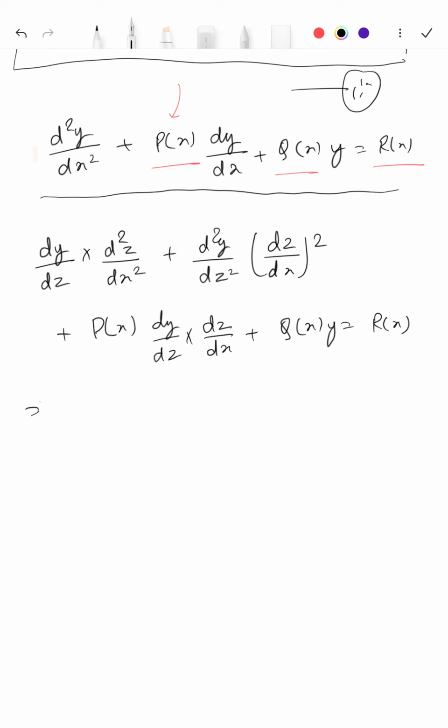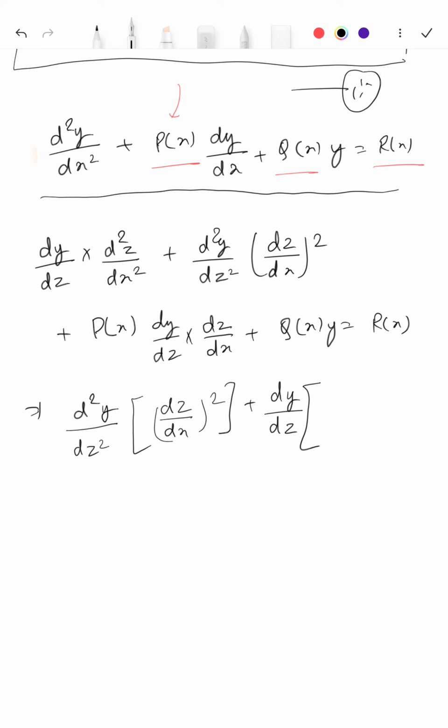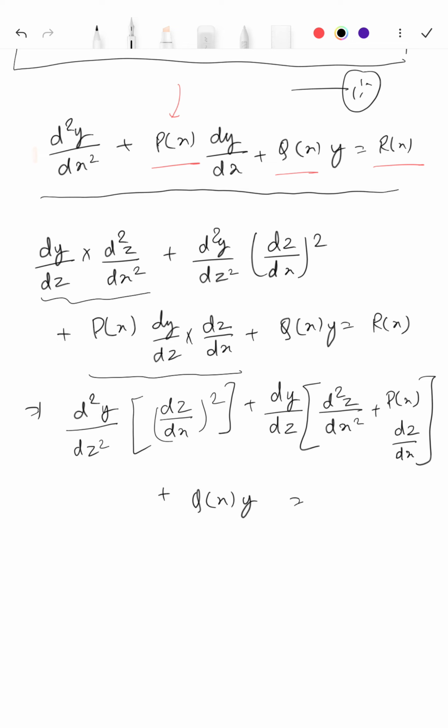So now we have d square y by dz square into (dz by dx) whole square plus dy by dz. Now combine all the terms here. So one term is from here, another term is here. So we have d2z by dx square plus px times dz by dx plus qx times y is equals to r of x.